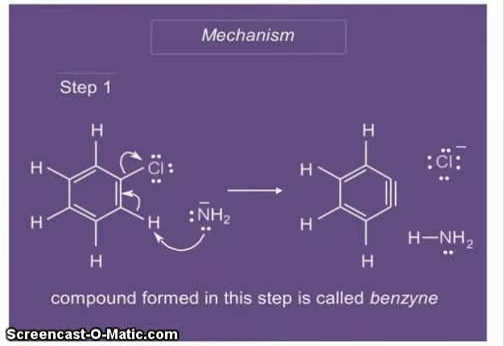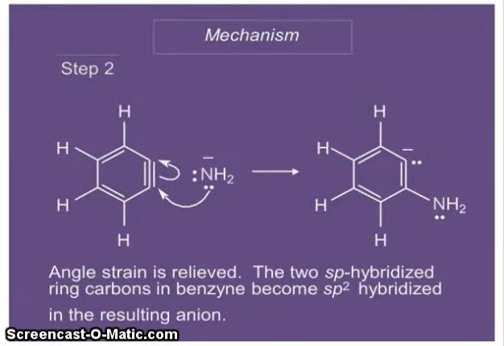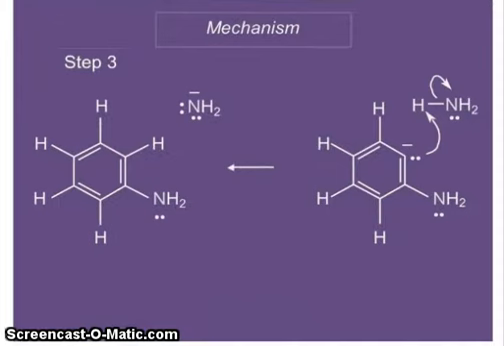So the intermediate compound formed in this step is called benzyne. You can see the formation of benzyne and addition of NH2. Angle strain is relieved. The sp-hybridized ring carbons in benzyne become sp2 hybridized in the resulting anion. You can see here how NH2 minus again takes these protons and forms the anion.